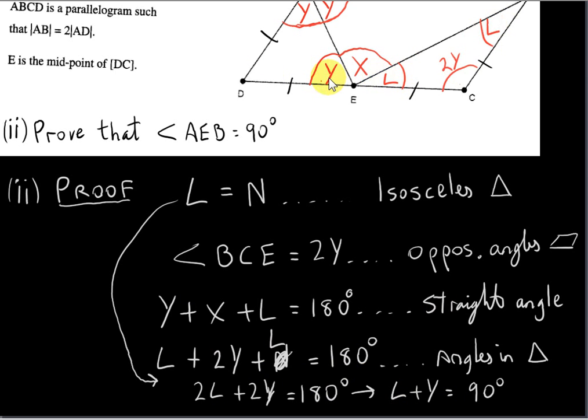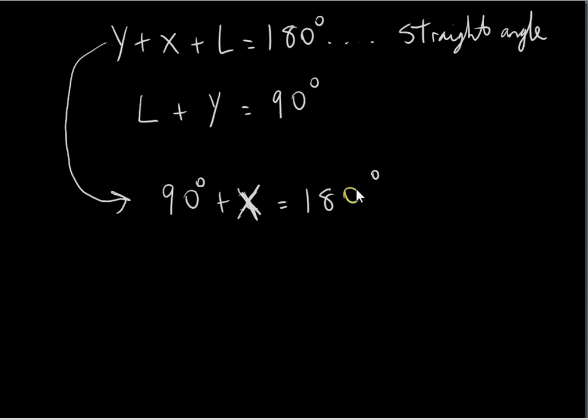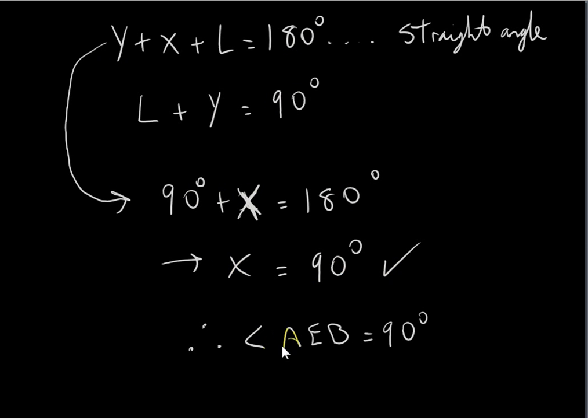But of course these three angles add up to 180. But if L and y add up to 90, then x must be 90, because 90 plus 90 gives us 180. So just to be clear, I've written it down again. And we take this equation, replace the y plus the L with 90 degrees. So we get 90 plus x equals 180. So capital X here. And from that we just subtract 90 degrees on both sides. We end up proving that x is 90 degrees. And if you want, you can rewrite x as angle AEB.